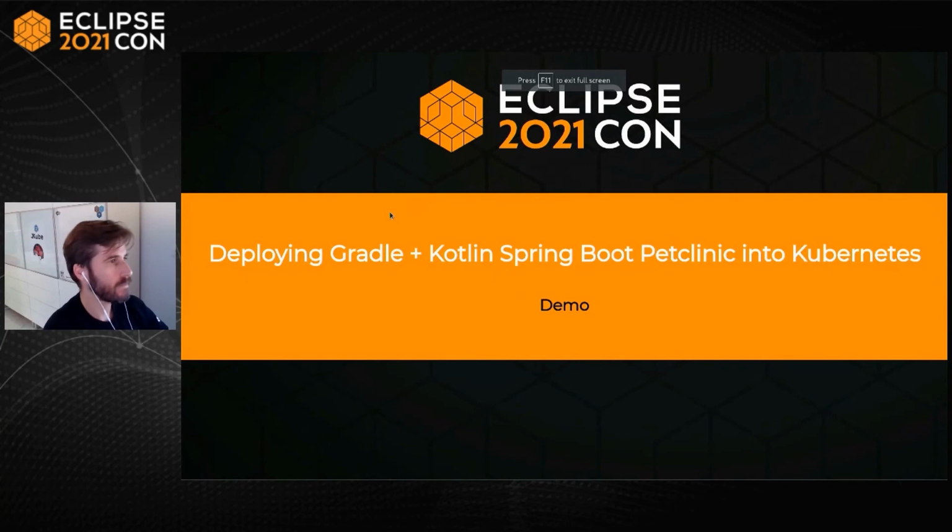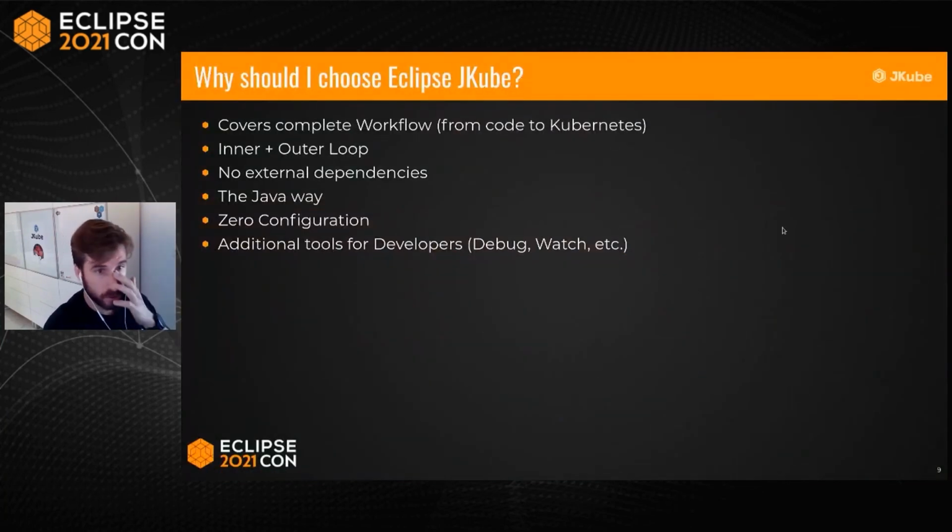Okay. So you've seen how easy it was to integrate JKube or the new Kubernetes Gradle plugin into an existing project. But let's see some additional reasons on why you should choose JKube instead of another alternative. The first one is that it covers the complete workflow. So you might find other tools that will help you generate container images, and maybe other tools that will help you generate cluster configurations. But JKube covers the full cycle. It will help you generate both things.